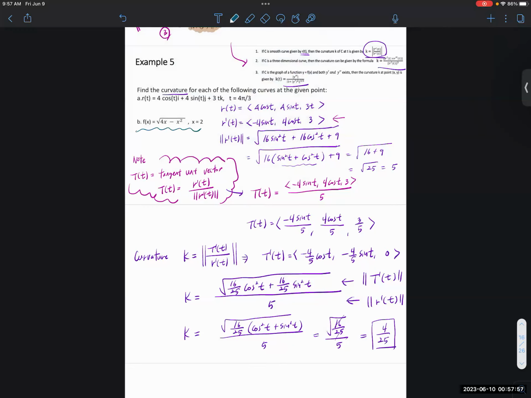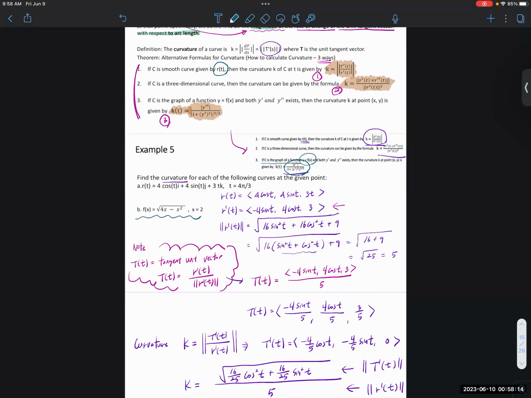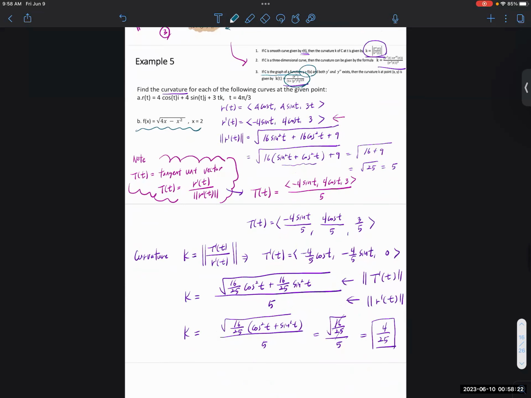This is not the vector form. You see that? This is the equation. We have an equation. So if the function is a given equation, you're going to use the third formula. If you have a vector given, you can use either the first or second equation. But if you have a given function, you're going to use the third method. So this is the given function, and therefore we're going to do that work.